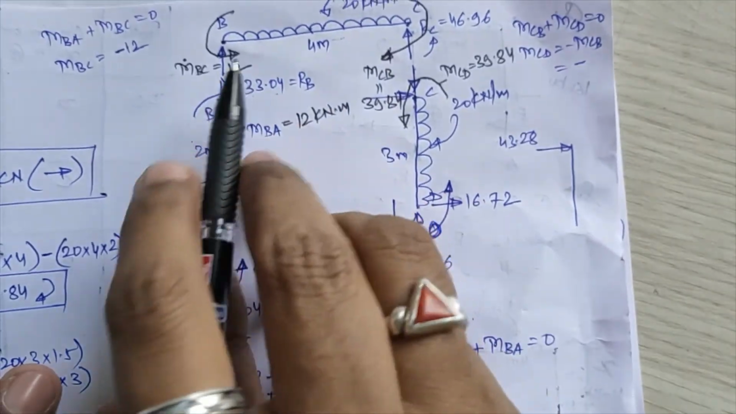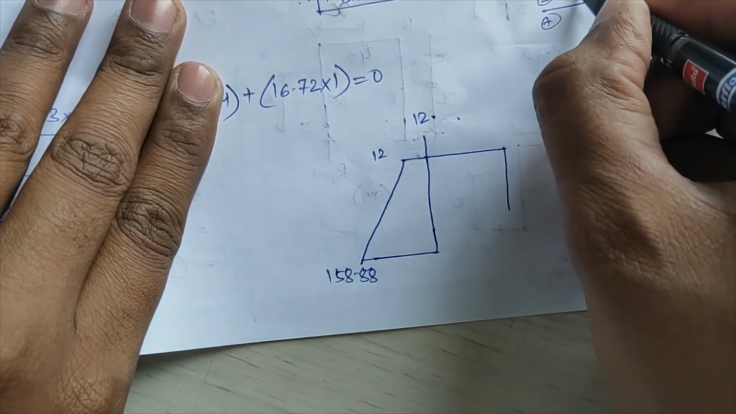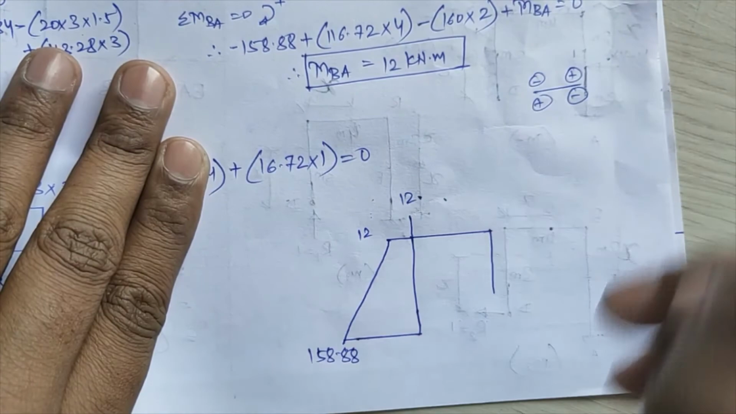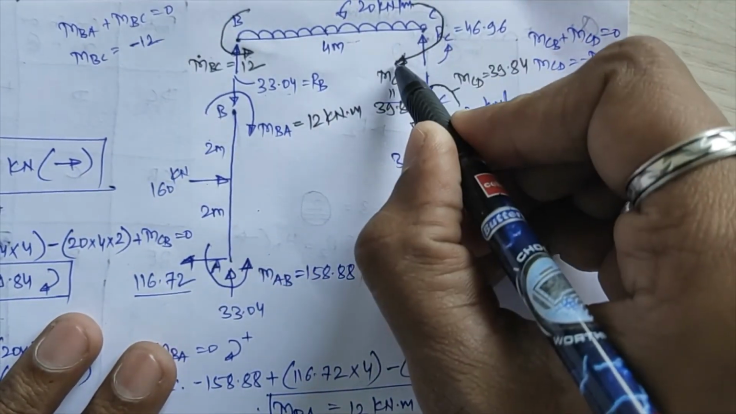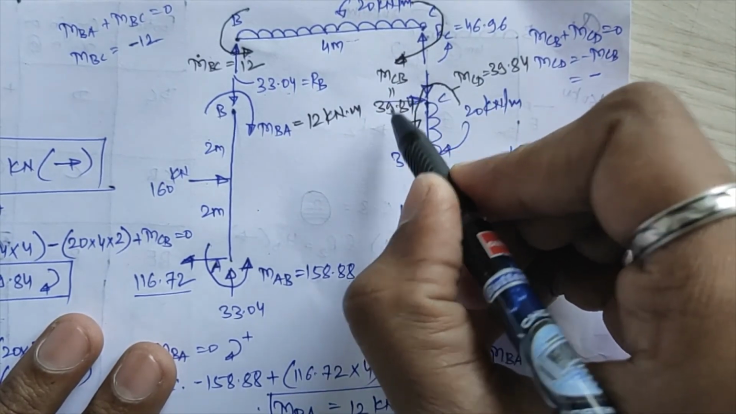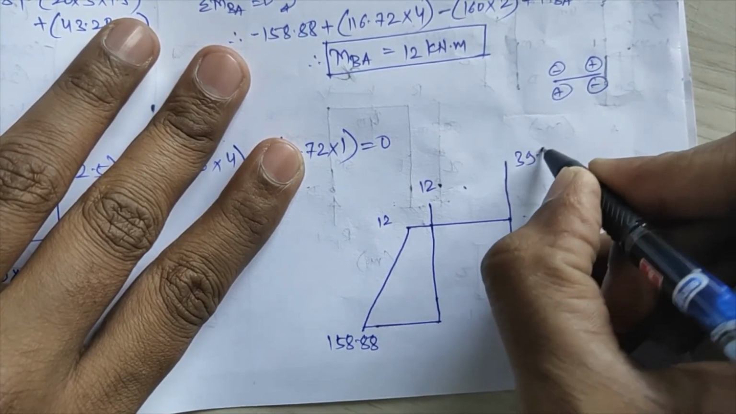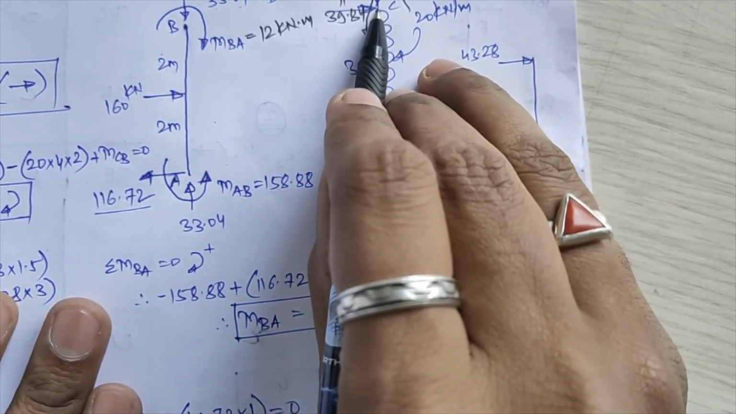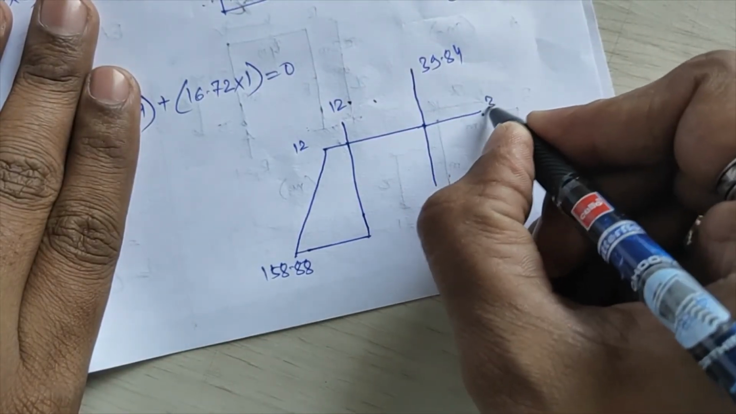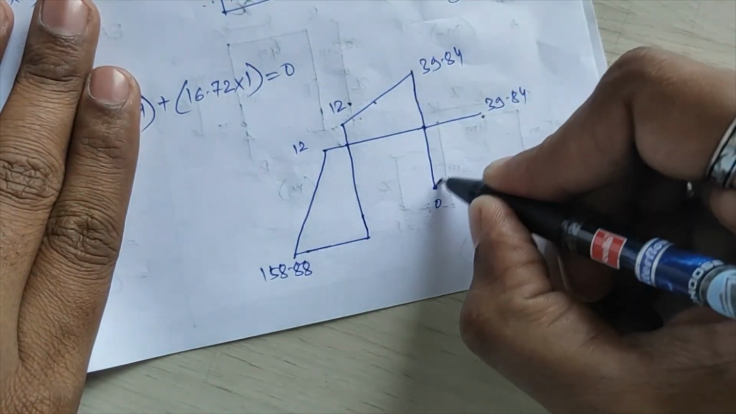Next for BC we will see, here we have minus 12, so again on the upward side. You have to use the sign conventions, negative, positive, positive and negative, the same that we have done in slope deflection and moment distribution method. Here you have clockwise, that is positive moment, 39.84, so that will go in the upward direction. Next here we have again anti-clockwise, that is negative moment, so that will go on the outward side, 39.84, and here we have 0. Just join these by straight lines.